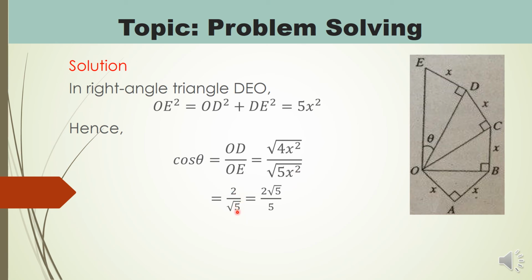But we cannot keep the radical in the denominator. So you multiply the denominator by square root of 5, and the numerator also by square root of 5. That's why the denominator becomes 5. That is the answer for cosine theta.